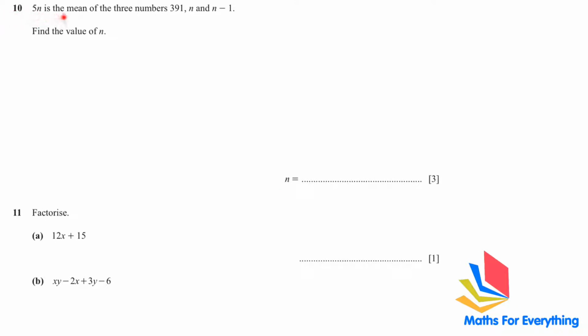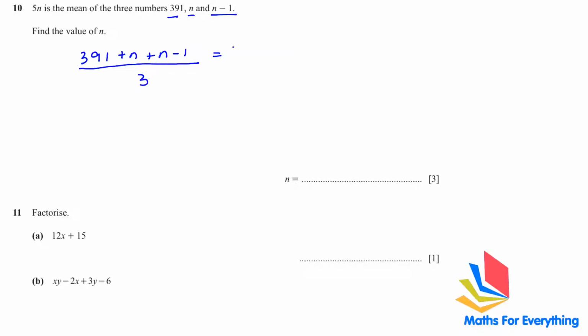Question number 10. 5n is the mean of the three numbers. Find the value of n. To find the mean, we add the numbers. So 391 plus n minus 1. We divide by the frequency. How many numbers do we have? We got 1, 2, and 3 numbers. So we divide by 3. That will give us the mean.